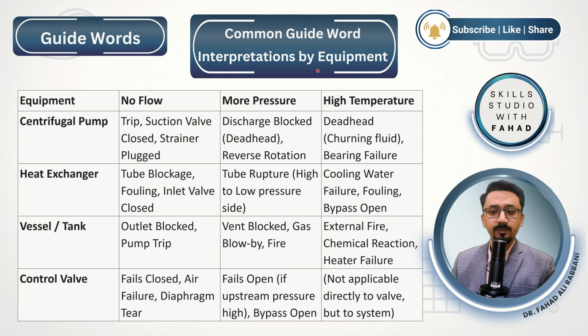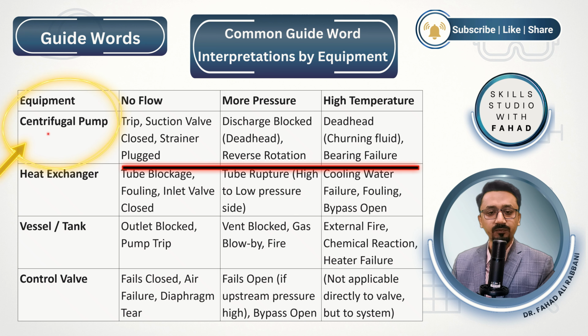Common guide word interpretations by equipment. So there are names of equipment, general equipment that are used in nearly all industries. For example, centrifugal pump, no flow, it shows tripping, suction valve closed or strainer plugged, or it can show more pressure, discharge blockage, deadhead has been created, or reverse rotation. It can also show a high temperature. This also represents a deadhead or bearing failure.